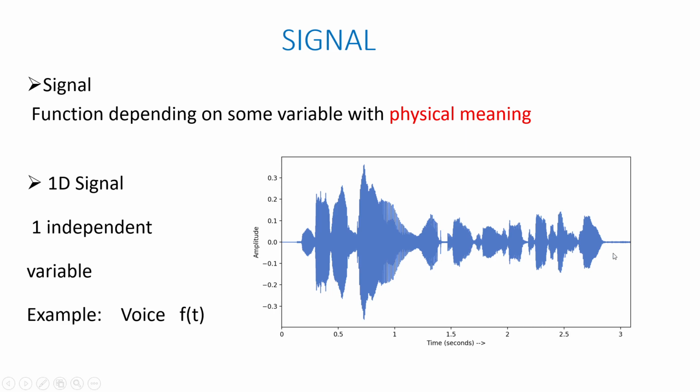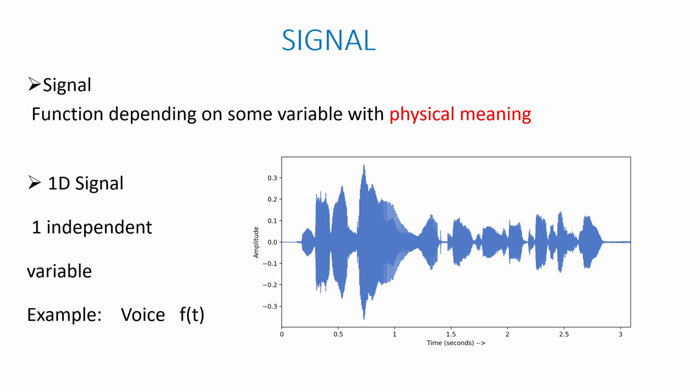This is a representation. So at 0.5 my voice is high, at somewhere here my voice is further high, and around 1.5 my voice is low. So there are some amplitude variations with respect to time. So voice is a signal, and there is some meaning to my voice. I am conveying some message in my voice. You are able to analyze it.